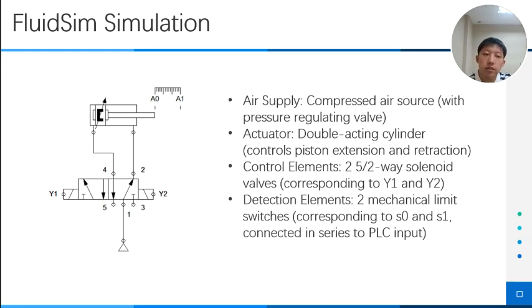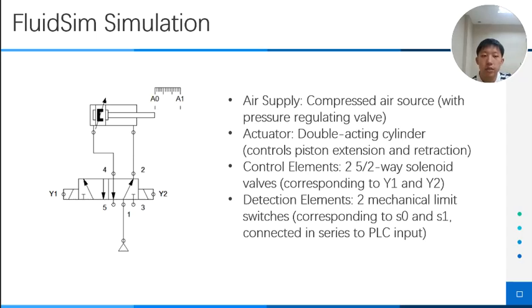Second, actuator. Use a double acting cylinder to directly control the extension and the retraction of the piston. Third, the control elements use 2 5/2 solenoid valves corresponding to Y1 and Y2 in the PLC program, which receive the PLC output signals to switch the air circuit.